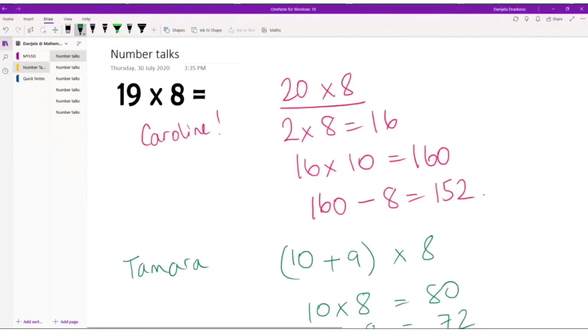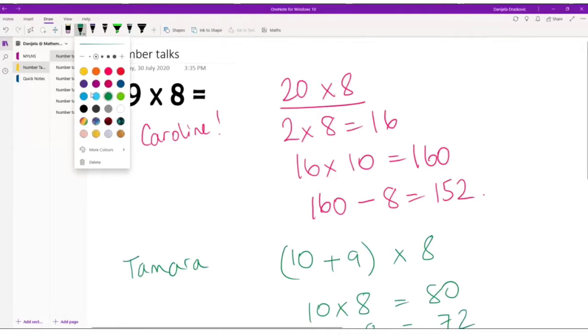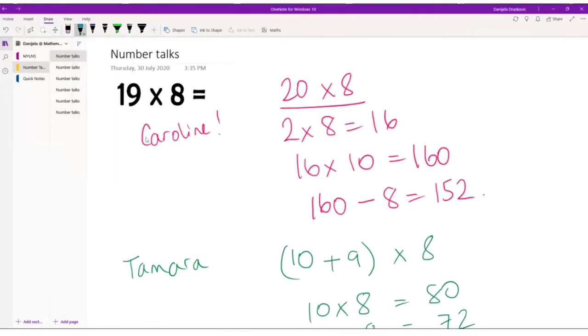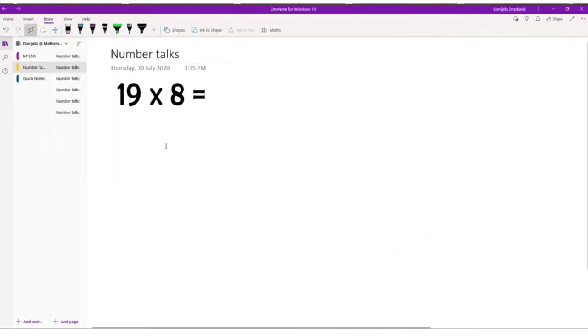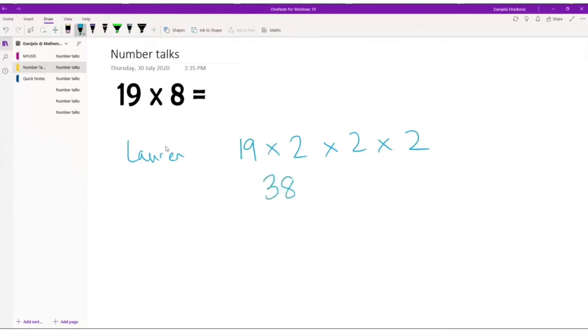I just doubled and then doubled and then doubled. Oh, you doubled and doubled. Who are you, first of all? I'm Lauren. I typed it in the chat already. So you use the strategy that when you multiply by 8, you double, then double again. You basically doubled 19, then doubled it again, and then again. What did you get for 19 times 2? I actually started with 20 times 2 and then took away 2 to get my first double.